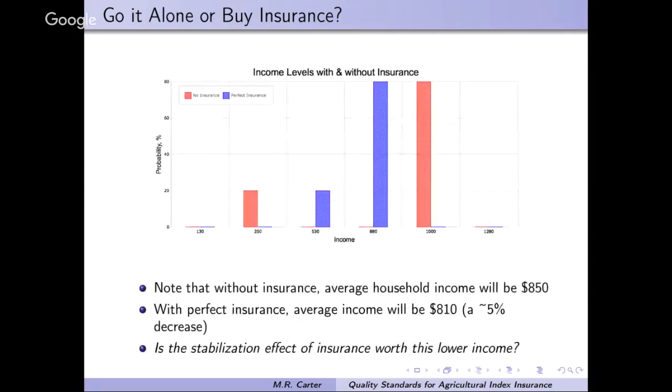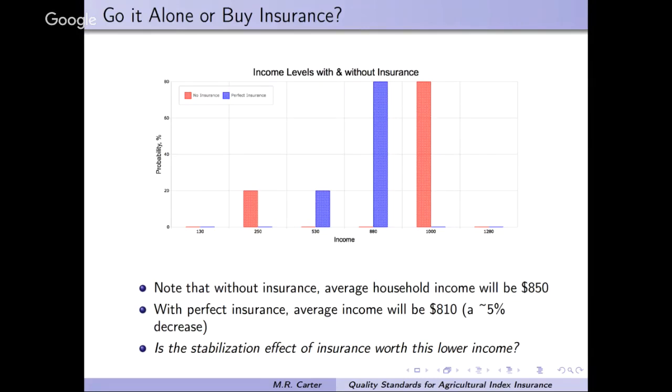If the farmer has a perfectly well-functioning insurance, then the farmer would face not the red bars, but the blue bars that have been squeezed in. This is an insurance contract where in bad years the farmer's income is boosted from $250 to $530, but because the farmer is purchasing insurance that in this example is priced at the actuarially fair premium, plus I believe a 20% markup, the farmer's income in the good years is a little bit lower because she has to pay for the cost of the insurance.